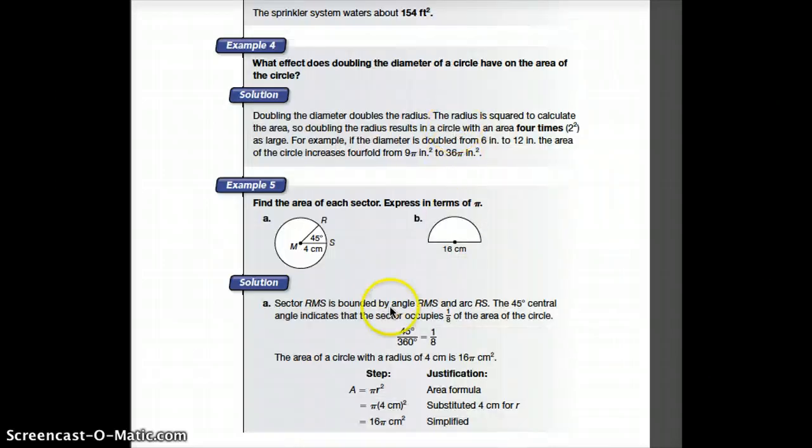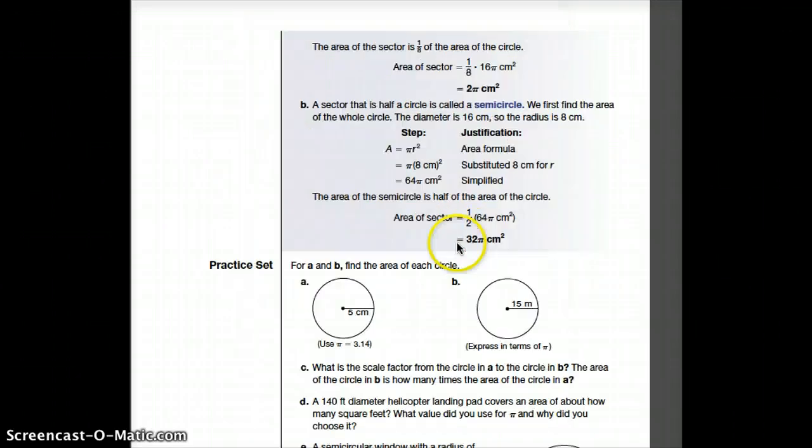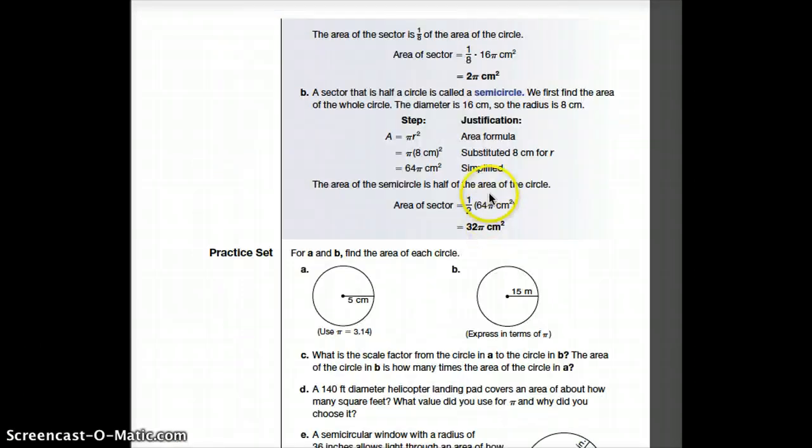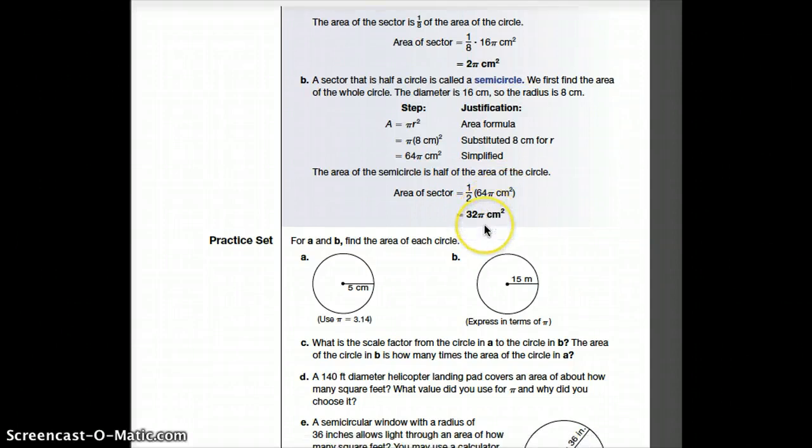All right. B, here's this other one. Notice that's half of a circle. So half of a circle is called a semicircle. First we find the area of the whole circle. The whole circle, we would do pi r squared, in this case 8, because the radius is half of the diameter. So that would be 64 pi. And then that would be half of that. So half of the 64 pi centimeters squared would give you 32 pi centimeters squared.